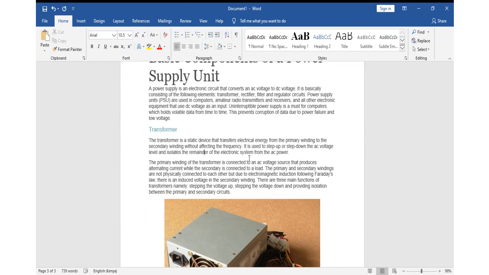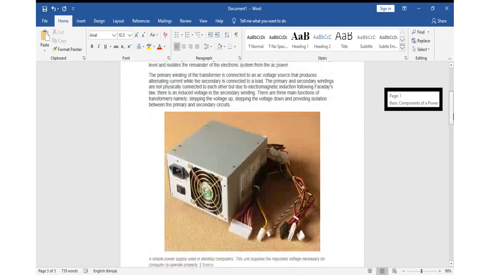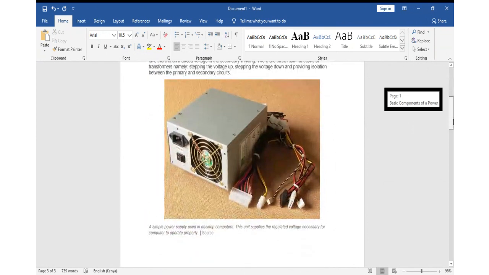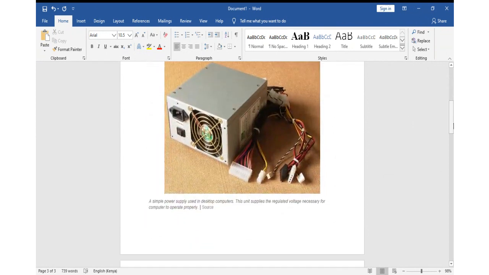You see the transformer. Then read more on these notes. This is the image of a simple power supply that is used in desktop computers. And if you can see, it has a lot of power supply connectors. Maybe these are 20-pin, a 4-pin, these are SATA, maybe 1, 2, 3, 4, 5 pin, 4-pin. There are so many pins. What we are talking about are connectors.